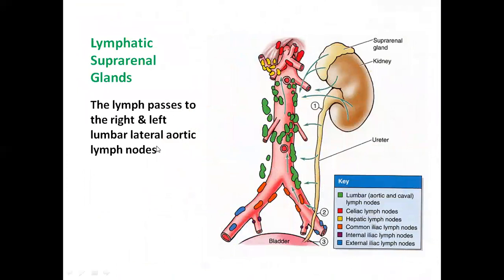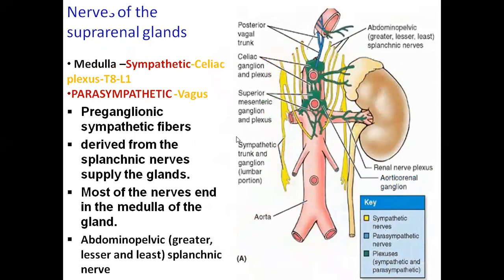Coming to the lymphatic drainage, the lymph vessels pass to the nodes on either side of the abdominal aorta, which we call para-aortic, or right and left lumbar lateral aortic lymph nodes. Lymph drains into these right and left lumbar lateral aortic groups of lymph nodes.